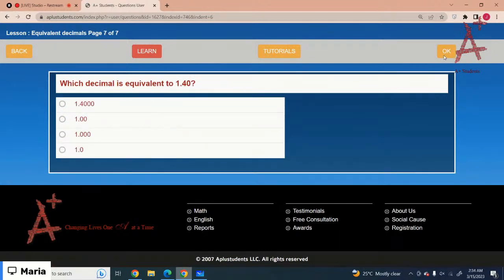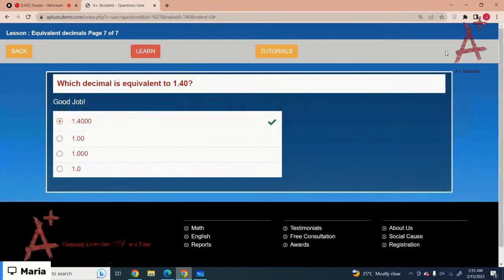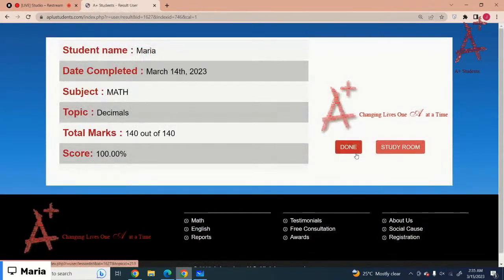Which decimal is equivalent to 1.40? Which is the correct option? Option number 1 is the correct option. They both have the same digits, 1.4. Just you have extra zeros. So option number 1 is the correct option. Very good. Okay, we're done with our test.